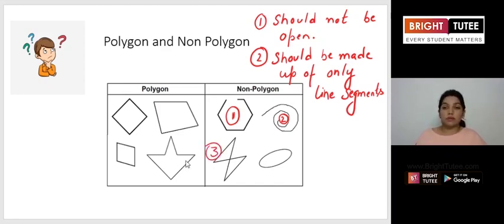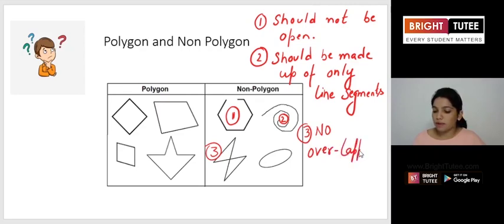What is special about this is that here we see that the two line segments are overlapping each other, right? So let's write down the third point. No overlapping. So this is the third point, that if a polygon has got overlapping sides, it is not a polygon.